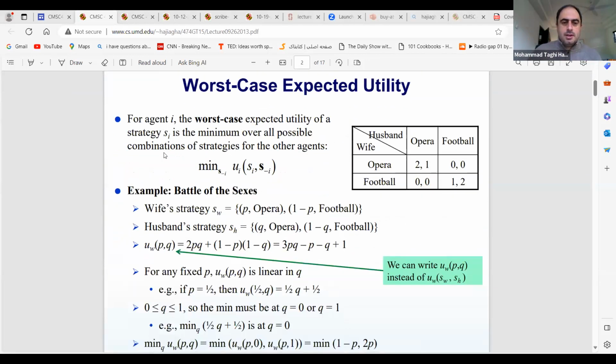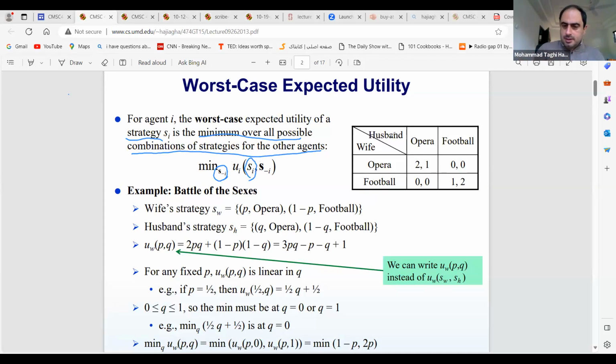So here, first we need to define the worst case expected utility. For agent i, the worst case expected utility of a strategy, pure or mixed, is the minimum over all possible combinations of strategies for other agents. So here we are taking all actions of others. What is the utility that agent i gets with a particular strategy s_i?